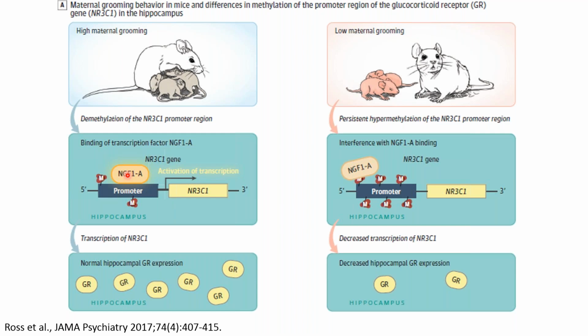And if you were a high grooming mouse, you are very good at getting rid of the methyl groups. And you transcribe the gene without any problem. You have a normal number and normal expression of glucocorticoid receptors. If you're a low grooming mouse, you have enough methyl groups that it actually interferes with the ability of the transcription factor to bind to the promoter region. So the promoter region has a lot of trouble telling the transcription process that it really needs to start making the proteins that the genes for glucocorticoid receptors tell them to make. So what ends up happening is you've decreased transcription of the gene that contributes to glucocorticoid receptors, and you don't have that many of them.